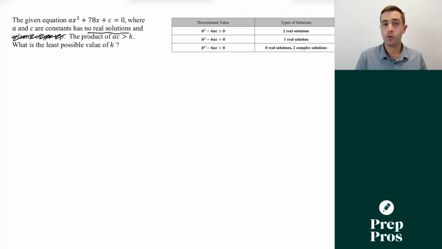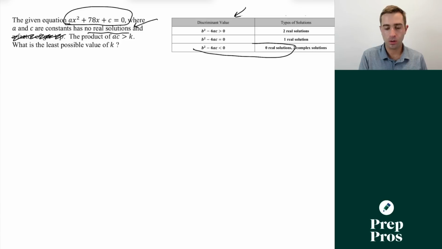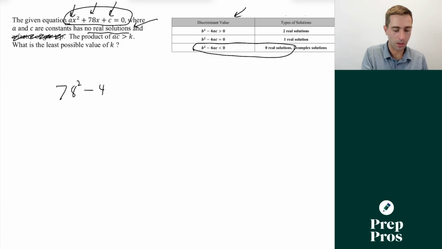But what we want to do and look out for on tests so you can spot these is, as soon as you see a quadratic and you see the question talking about the number or type of solutions, that tells you it's a discriminant question. And here, since we have no real solutions, that means we're looking at b squared minus 4ac is less than 0. Our a value is a, our b value is 78, and our c value is c. So we can just set this up as 78 squared minus 4ac is less than 0.